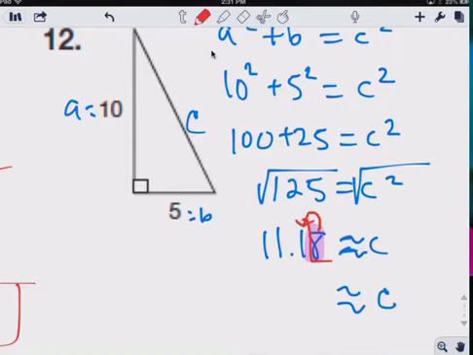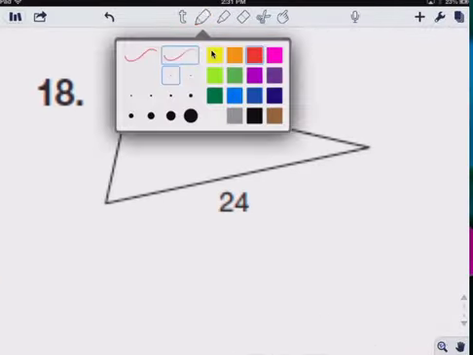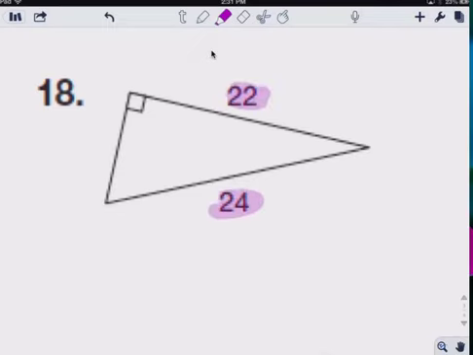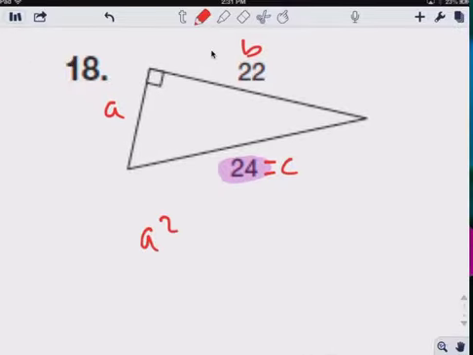The 8 will become a 2... no, the 1 rounds up: 11.2 is your answer. Okay, number 18 here. The longest length, you got 22 and 24. Obviously 24 is longer, and this looks short. So 24 has to be C, and it is C because it's directly right there. It's a little bit confusing because of that. That's C, that's A, and that's B. A and B doesn't matter. So a squared plus b squared equals c squared.